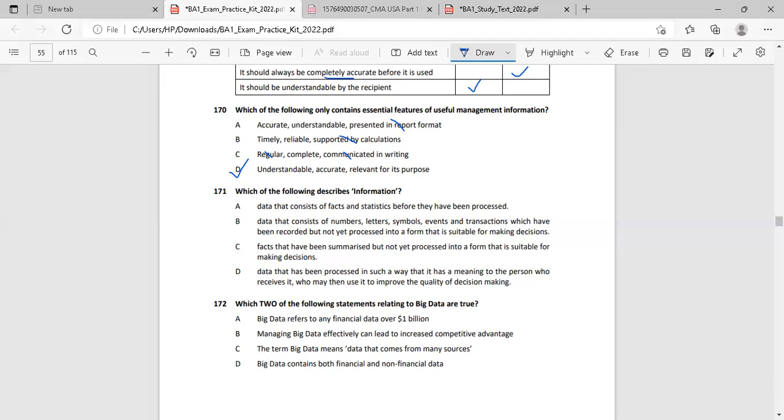Facts that have been summarized but not yet processed. Not yet processed. The whole thing is about processing. Processing of data is information. The last one says that data that has been processed in such a way that it has a meaning to the person who receives it, who may then use it to improve the quality of decision making. So 171 is D. It has been processed. That's the point. All the other three say that it has not yet been processed. If it is not processed, it is still data.